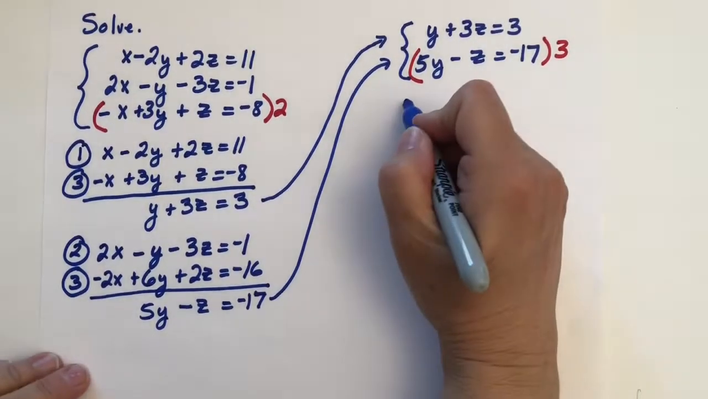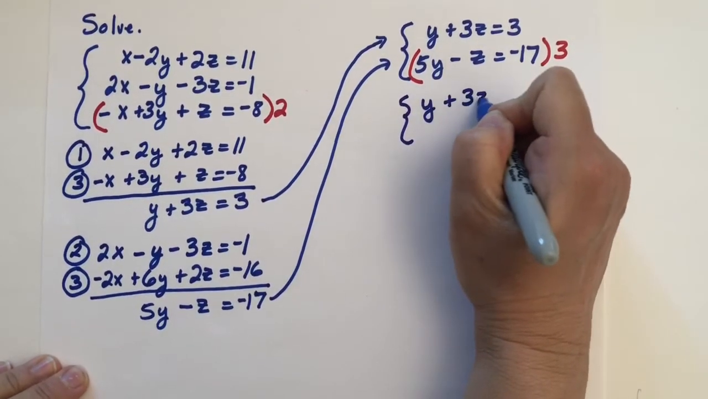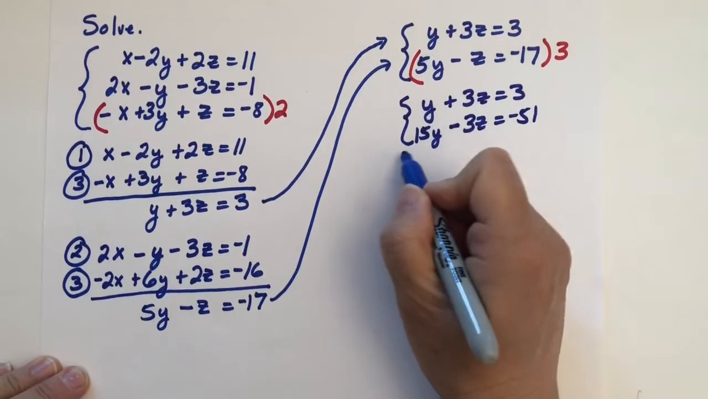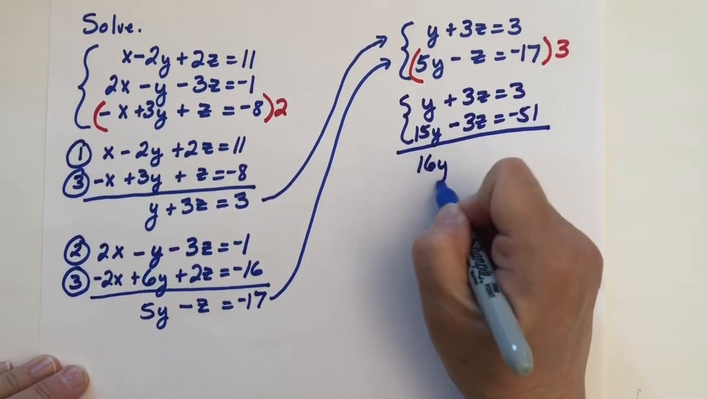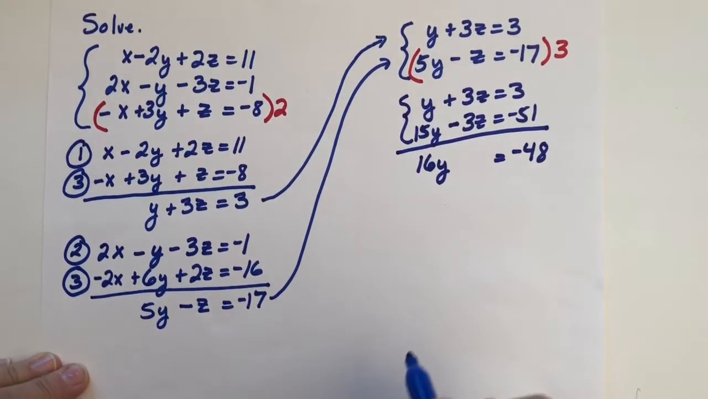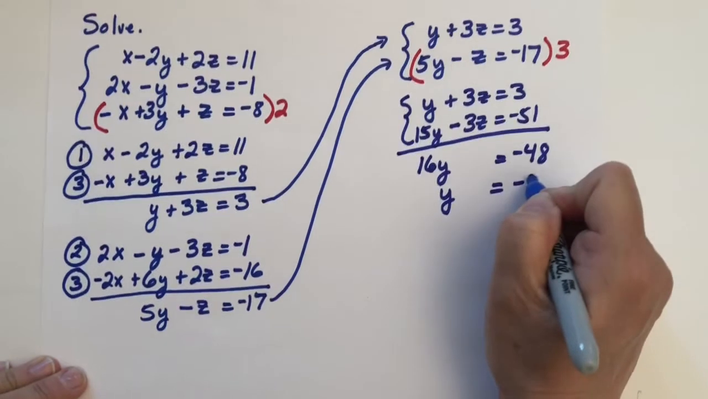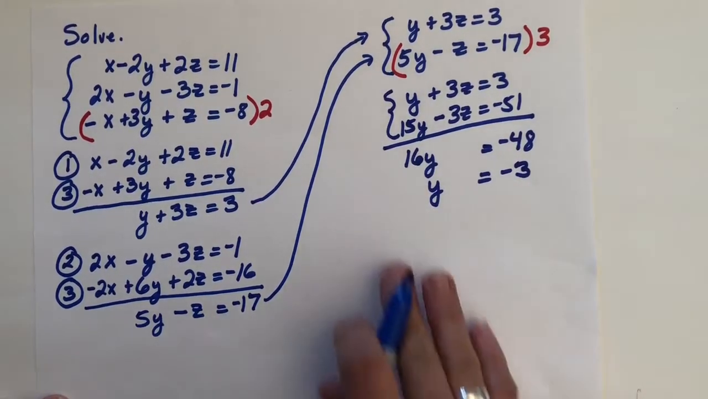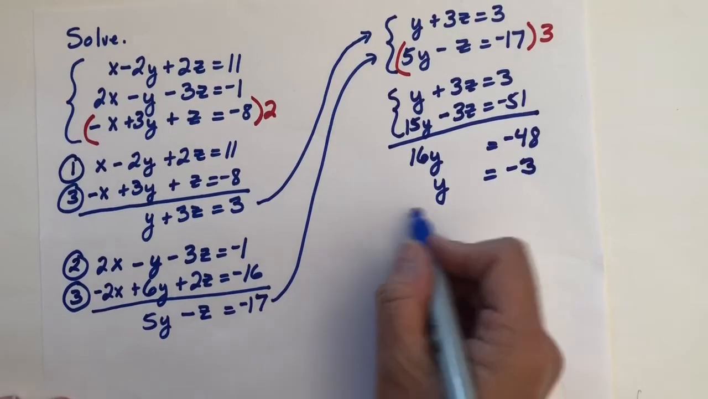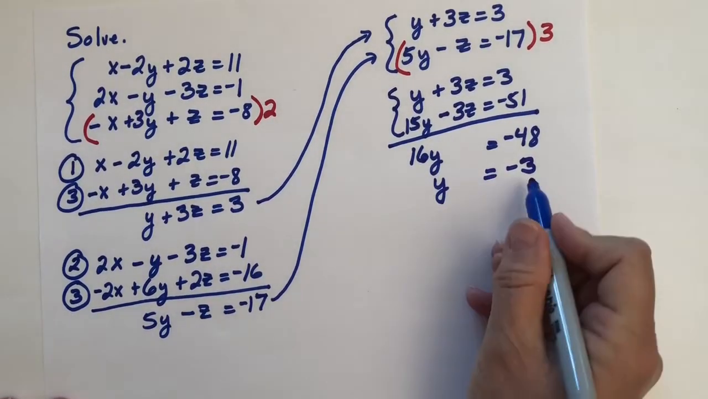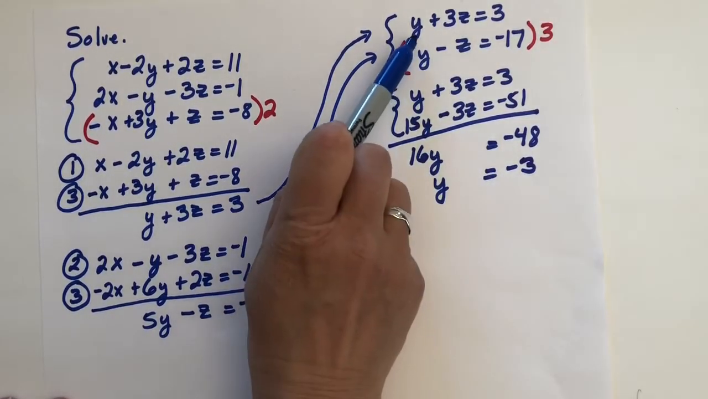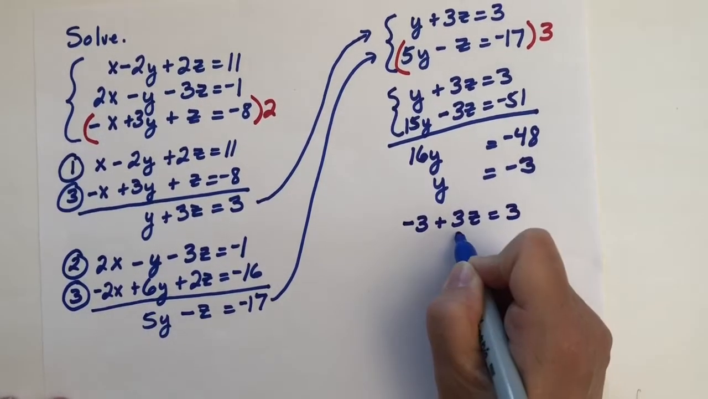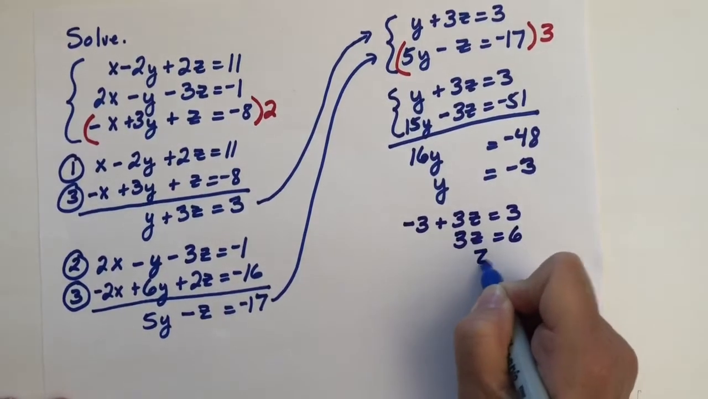So my system becomes y plus 3z equals 3, and 15y minus 3z equals negative 51. So when I add those, I get 16y equals negative 48, or y equals negative 3. Let's continue. We're going to substitute -3 into one of these two equations. I'm going to just choose to put it into that first equation. So I have -3 plus 3z equals 3. Solve that equation. So I get z equals 2.